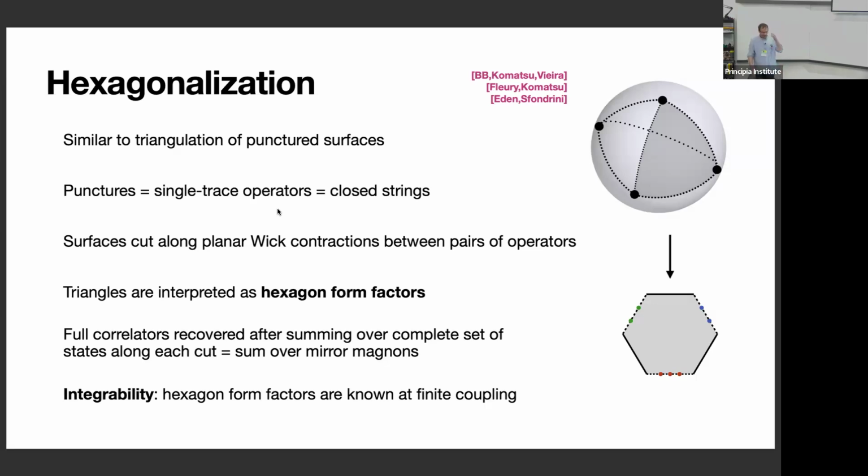parameterization, or if you want fluctuation, excitation of the strings, the open string that is stretching between two operators. We call them mirror magnons for some historical reason, which is linked to the spin chain picture. But this is what we have to do.